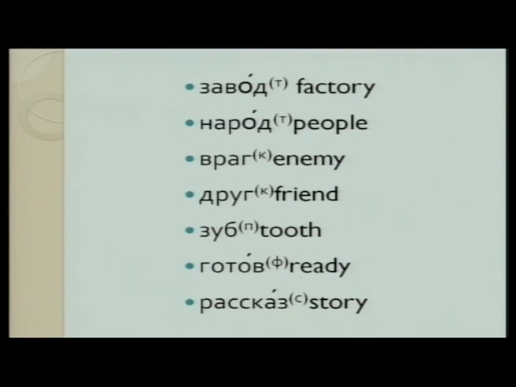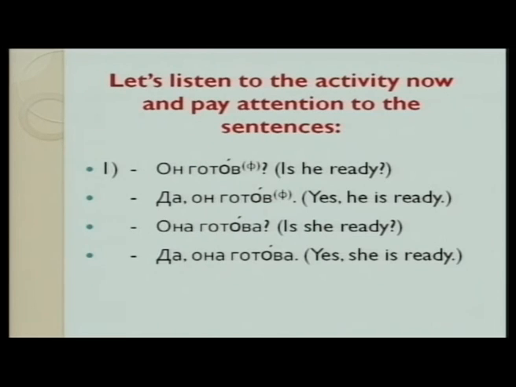Zavod means factory, narod means people, vrag means enemy, drug means friend, zub means tooth, gatov means ready, raskas means story. Dear learners, we have just learned the rule applied of devoicing consonants in Russian speech. Now we will make a few sentences, again in the interrogative as well as in the affirmative.